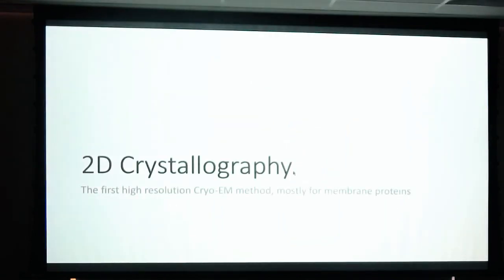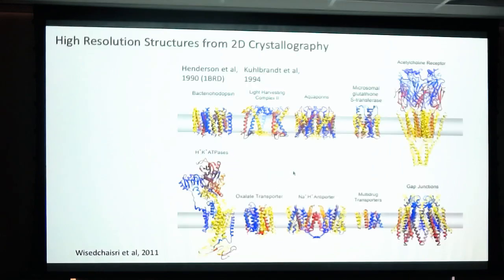So first of all, 2D crystallography. That was the first high resolution cryo-EM method and is generally used mostly for membrane proteins. From this review from 2011, these were the main proteins where different groups were able to get a map good enough to fit a molecular model and upload it to the PDB. The earliest one was Henderson et al. They did about a 6 angstrom structure of bacteriorhodopsin. It was quite exciting at the time, in 1990, so that's now 30 years ago, which is kind of amazing.